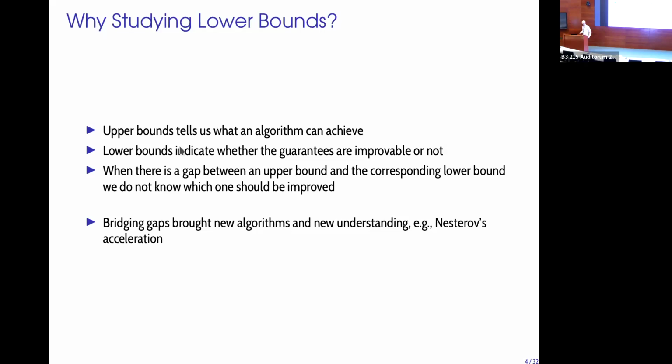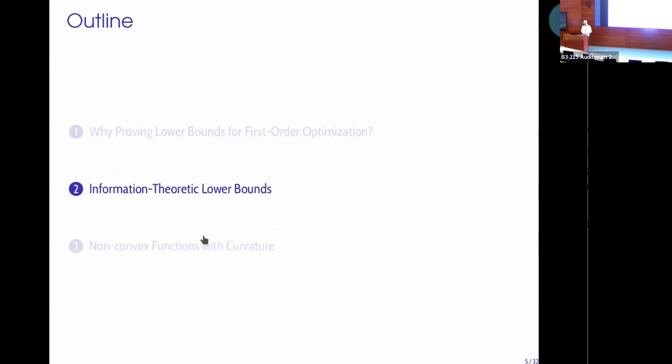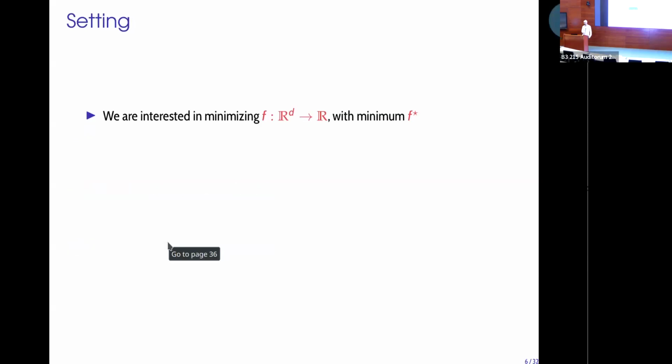For example, historically, this is exactly the way in which Nesterov acceleration was developed. There was a gap between the upper bound and the lower bound. In that case, the lower bound was optimal and the upper bound was suboptimal, so a new algorithm was developed. So at least personally, I see these lower bounds as a way to gain knowledge rather than a way to construct new algorithms. Okay, so what is the classic way? The classic way is using these information theoretical tools.